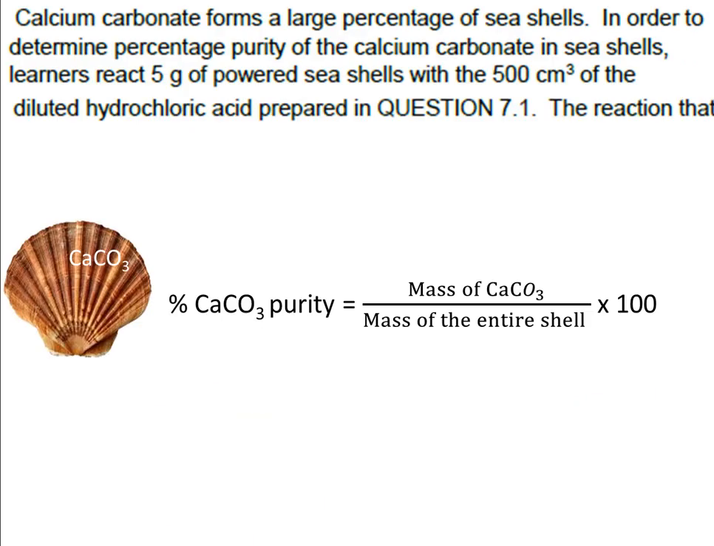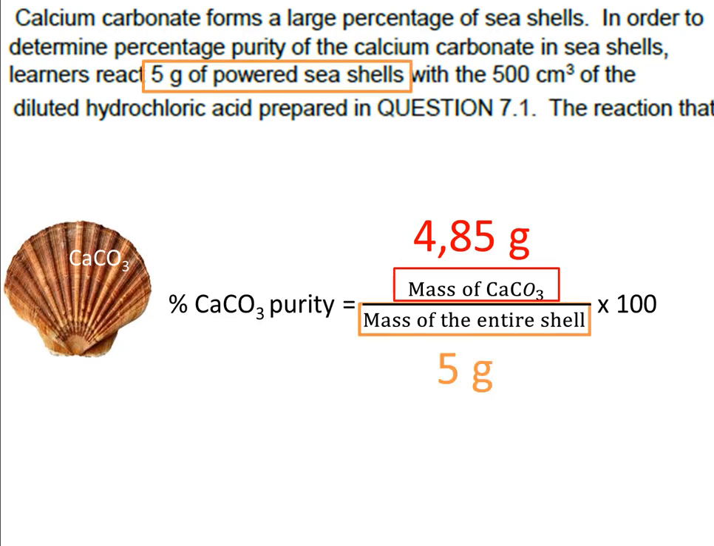What does this mean? This means that there are 4,85 grams of calcium carbonate inside this shell sample. Not all of the shell sample is calcium carbonate though, which is why the whole sample is heavier than this. It's 5 grams. From this we can calculate the percentage calcium carbonate purity. 4,85 divided by 5 multiplied by 100%. The answer is 97%.